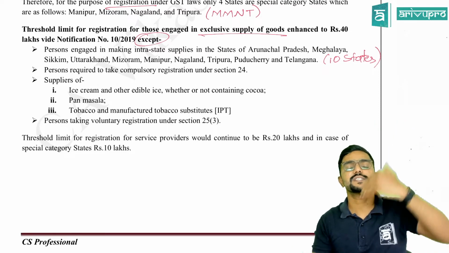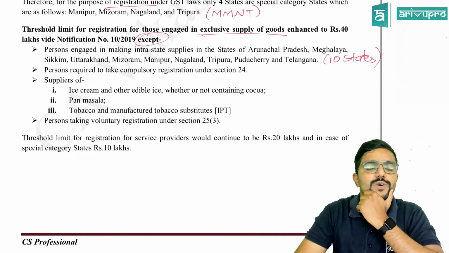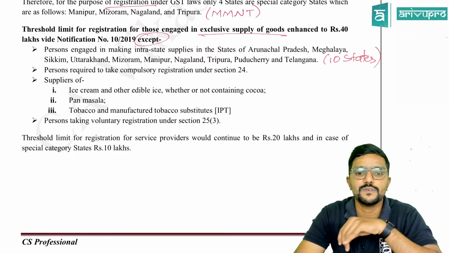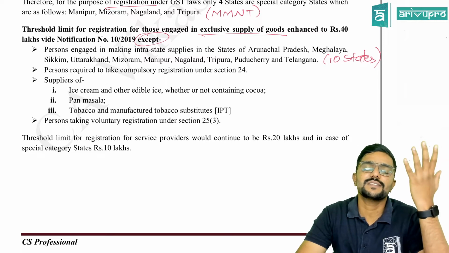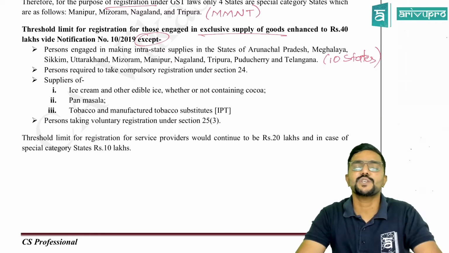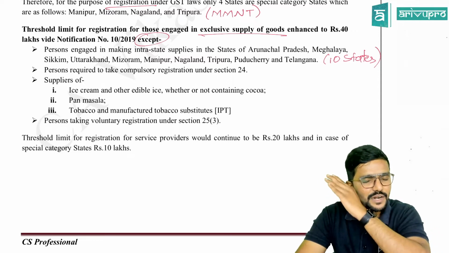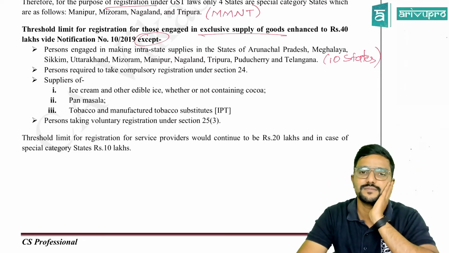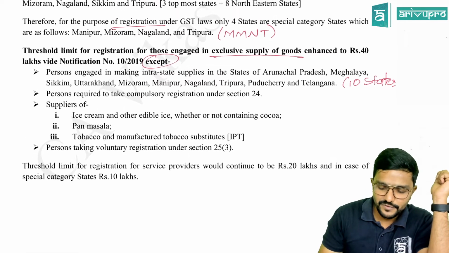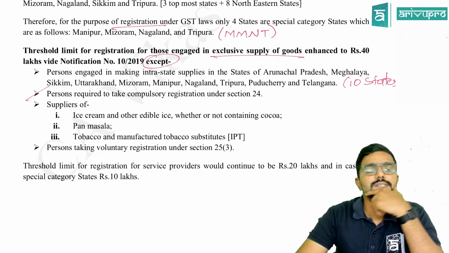Persons who are required to take compulsory registration under section 24. So we have seen the list. There are totally 11 people who are supposed to take compulsory registration under section 24. For them, this 40 lakh is not applicable. So simple. Whoever is supposed to get registered under section 24, for them the registration turnover limit is not applicable at all. Clear?